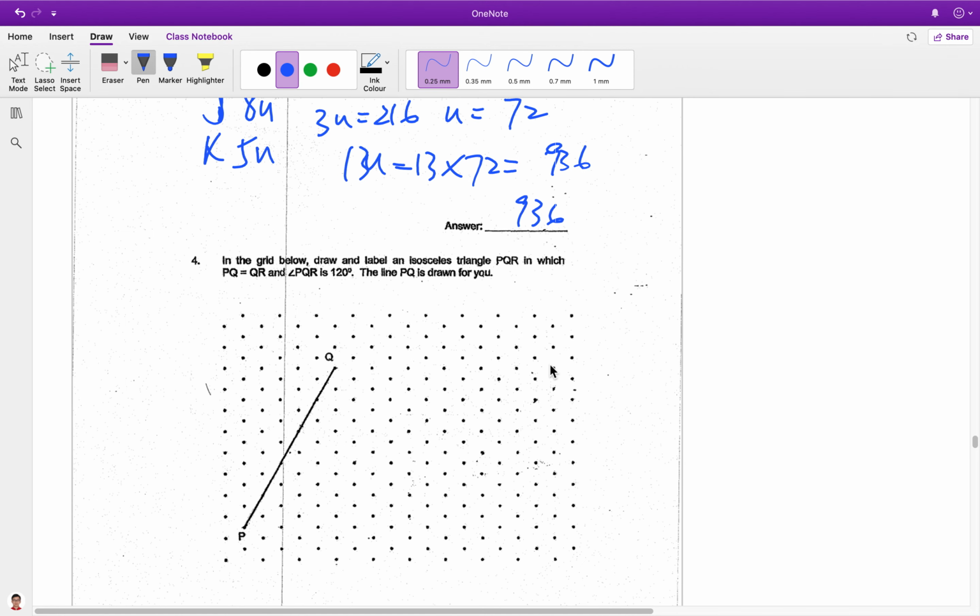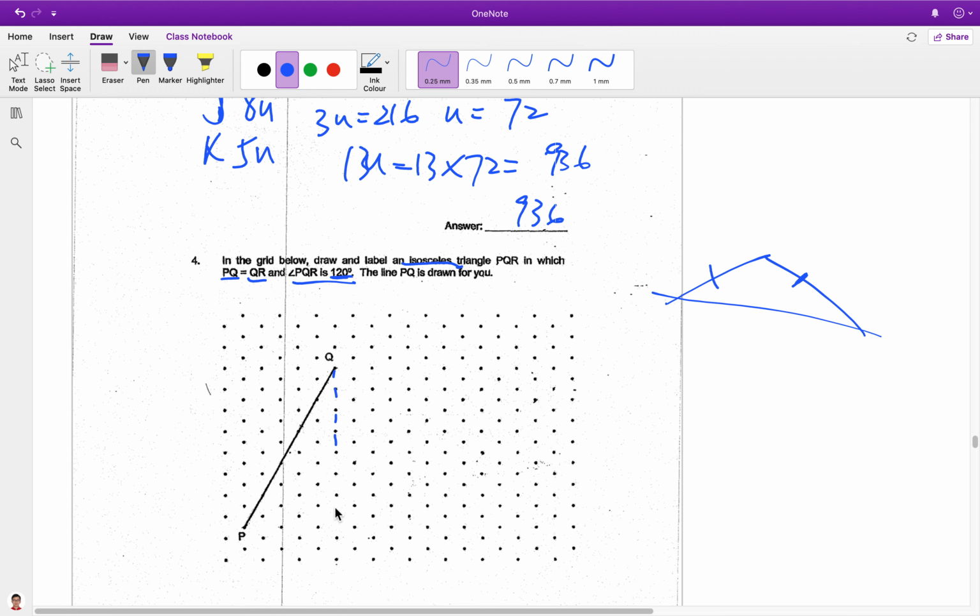Okay, question 4. In the grid below, draw and label an isosceles triangle PQR in which PQ equals QR and the angle is 120. Well, for this one we need to understand what isosceles is. Isosceles means that this side equals this side, right? So here we can use a protractor to find 120 degrees, right?